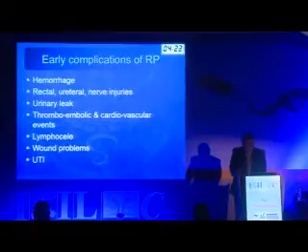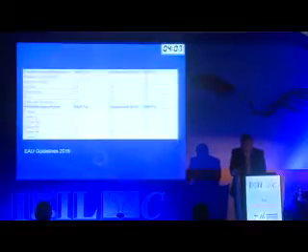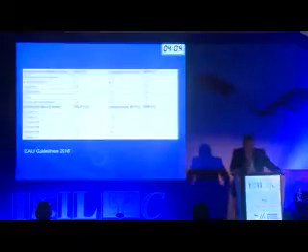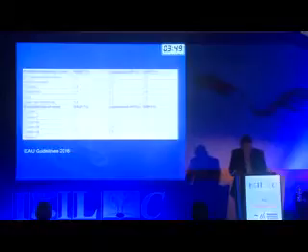And the early complications that we face are hemorrhage, rectal injury, urethral and nerve injuries, which are also very small in percentages, urinary leak, thromboembolic phenomena and cardiovascular events, lymphocele, wound problems, and UTI. This is taken from the European guidelines, and we see that the incidence of complications is really not that high, and even the Clavien 4 and 5 complications are as low as 0.6 to 2% at the maximum. So it's a really rather safe operation.